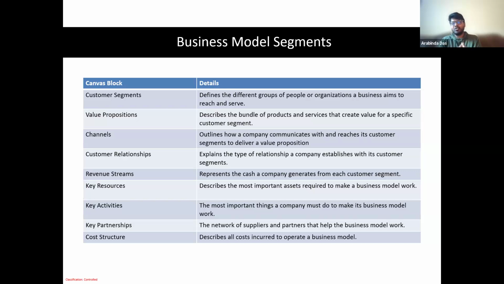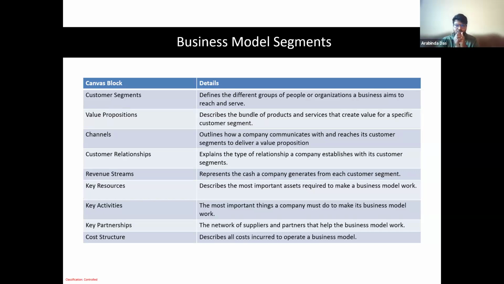Channels: how you're trying to reach the customer, through email, through presentation, through calls, or any sort of different channels that you have in mind. How are you trying to deliver the value that you have thought of through different channels?